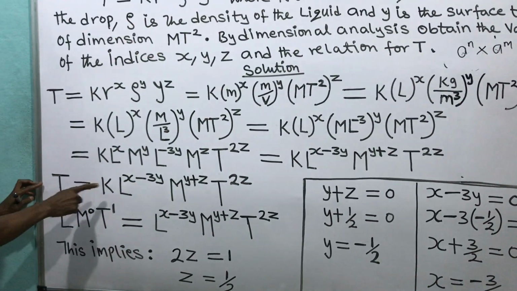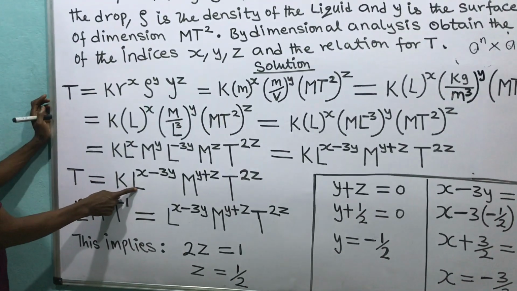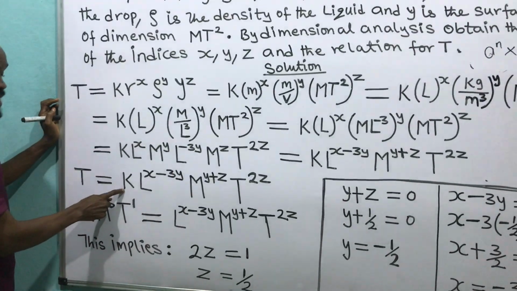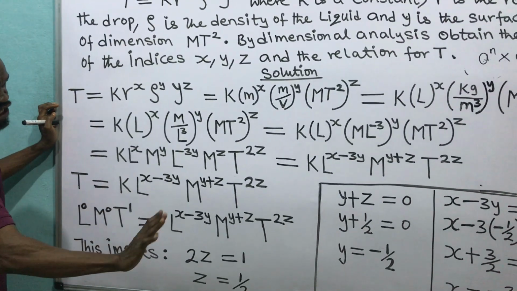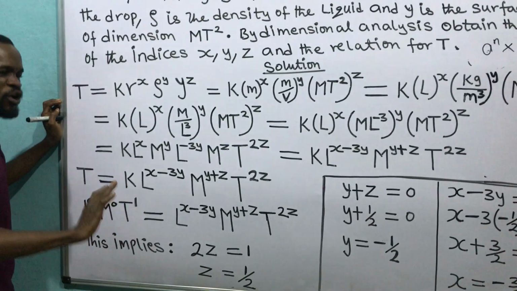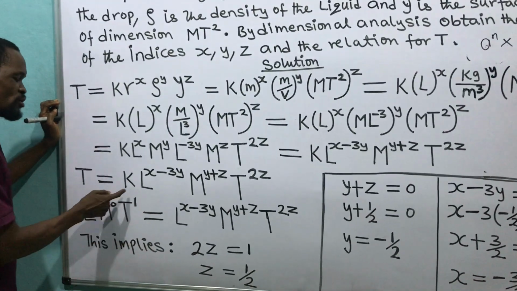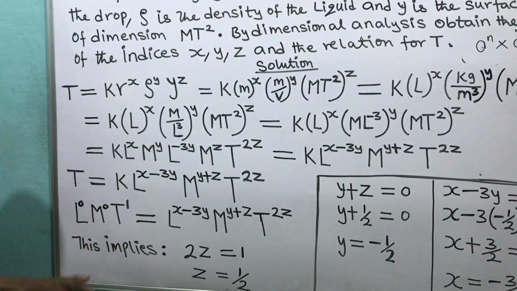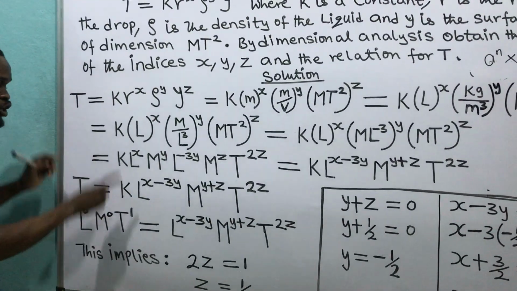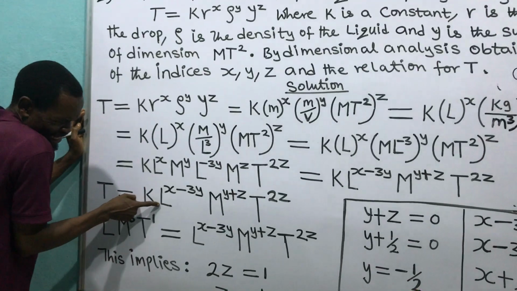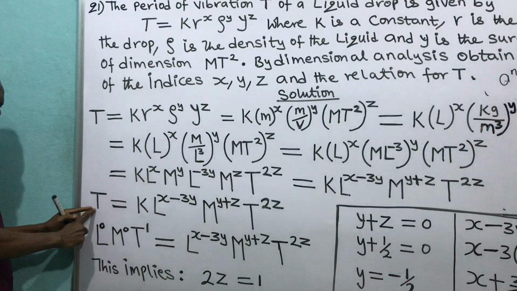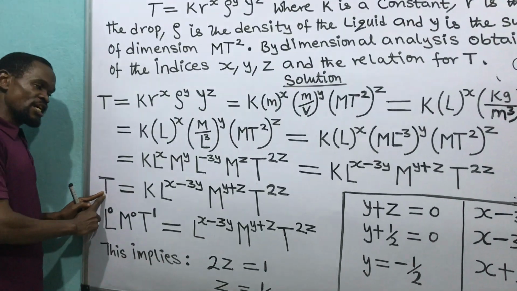Then what happens? This side has base L, base M, base T, and base K. You remember that K is a constant. We don't deal with a constant. A constant remains constant. When we are talking about dimension, a constant is dimensionless. Therefore, we disregard this K because it's a constant. So the bases here are L, M, and T. Then what did I have on the other side? Base T only.